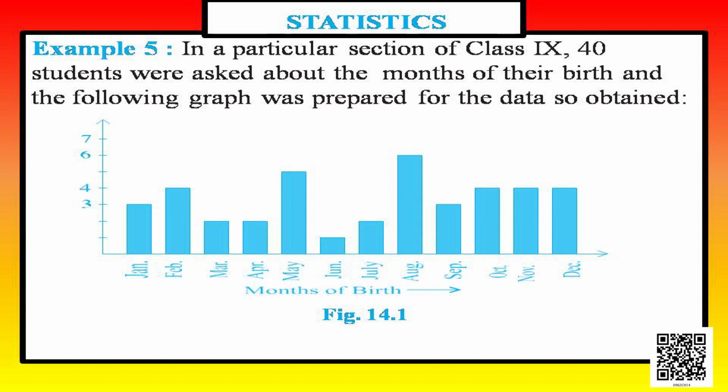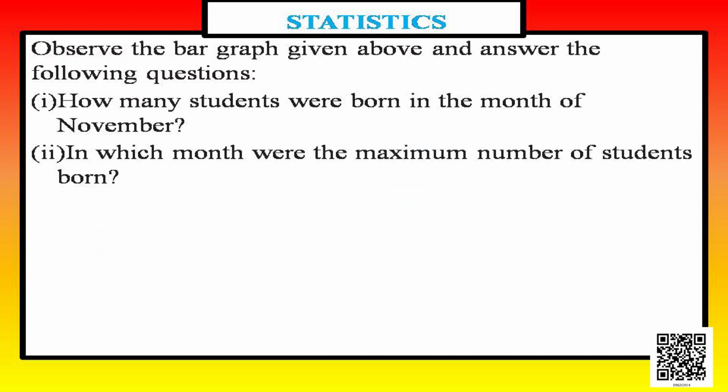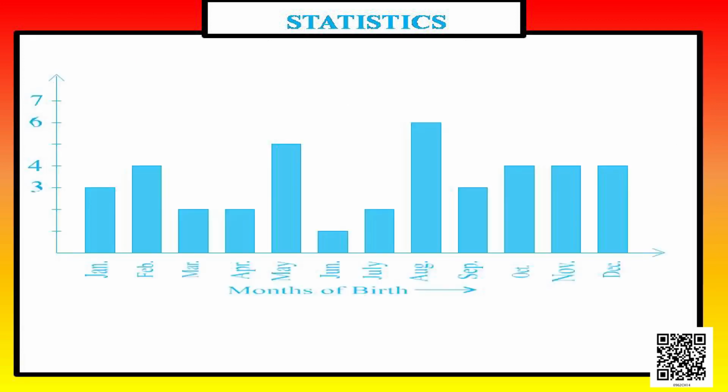Now, look at the figure. It is easy to understand from here that in December we have 4 students, in November 4 students, in October 4 students, September 3 students, August 6 students, and so on. So, from the graph the data is clear to all of us. Students, please check that at the end of the graph some questions are given. How many students were born in the month of November? Now, look at the graph and you can easily find out that in the month of November 4 students were born.